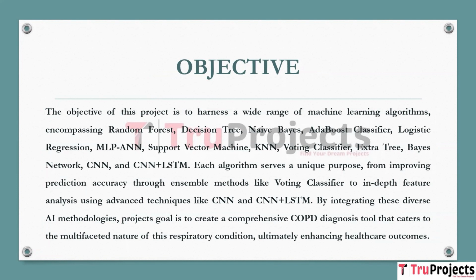Each algorithm serves a distinct goal, ranging from enhancing prediction accuracy via ensemble approaches such as voting classifier to in-depth feature analysis via sophisticated techniques such as CNN and CNN with LSTM. This project's objective is to construct a complete COPD diagnosis tool that caters to the multidimensional character of the respiratory ailment, thereby improving healthcare outcomes by merging these various AI approaches.